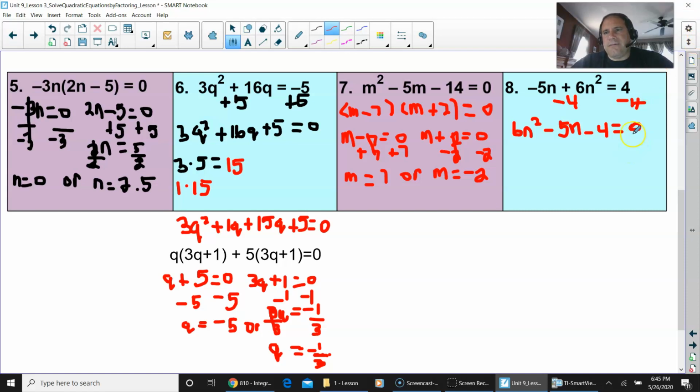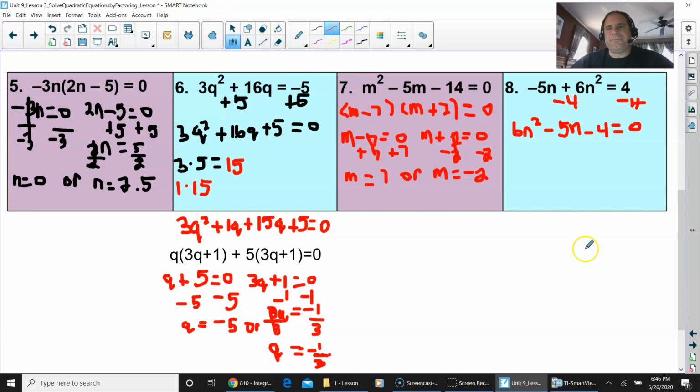So take a look at what we have. We have to subtract 4 on both sides because this needs to be in standard form. It has to be equal to 0. And now we have negative 5n plus 6n squared minus 4 equals 0, right? No. We have to get this in standard form. The largest exponent goes first. So 6n squared goes first, minus 5n goes second, and then the minus 4 goes third. The whole thing is equal to 0. You realize that this has no greatest common factor. So that means that you must use factor by grouping.